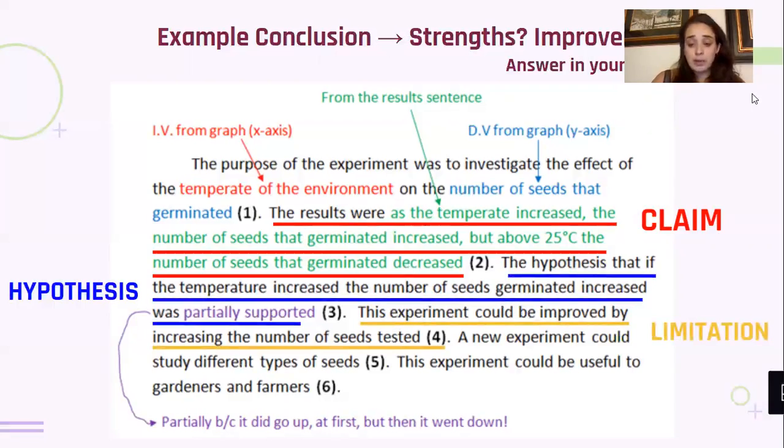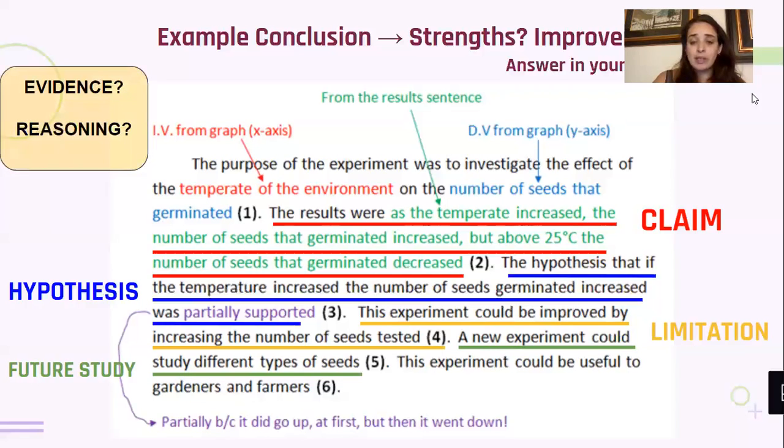Limitations in the experiment were also provided, which is always a good practice to have. Something like a suggestion for future study is also good practice to have in a conclusion. But here we're missing the evidence and the reasoning. Right? So you should have noticed here that there's no evidence provided, and then because there's no evidence provided, there's no reasoning that connected the evidence to the claim.